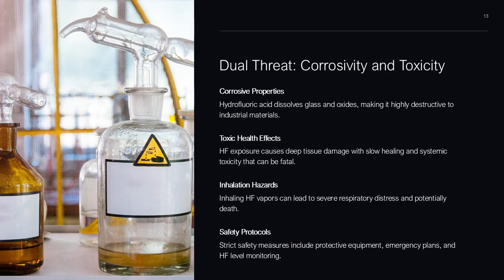Hydrofluoric acid poses a unique dual threat of extreme corrosivity and toxicity. Despite being classified as a weak acid in aqueous solutions, HF's ability to dissolve glass and oxides makes it highly destructive to industrial materials. From a health perspective, HF exposure is particularly insidious. Burns may not cause immediate pain but result in deep tissue damage, slow healing, and systemic toxicity that can be fatal. Inhalation of HF vapors can lead to severe respiratory distress and death.